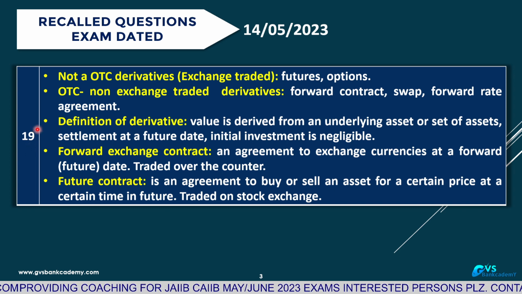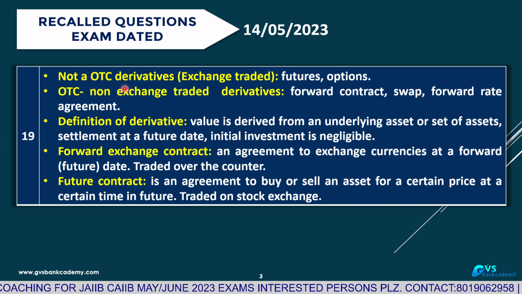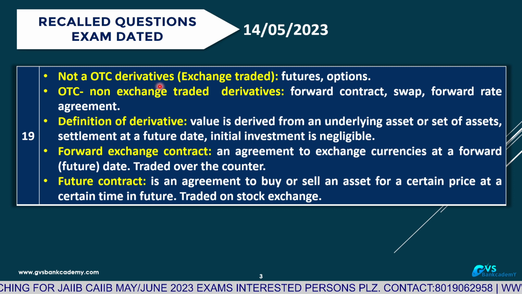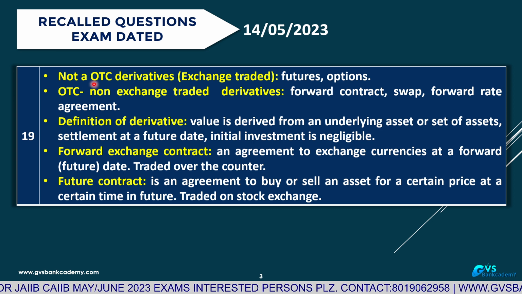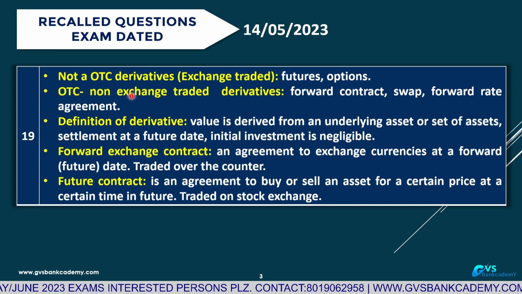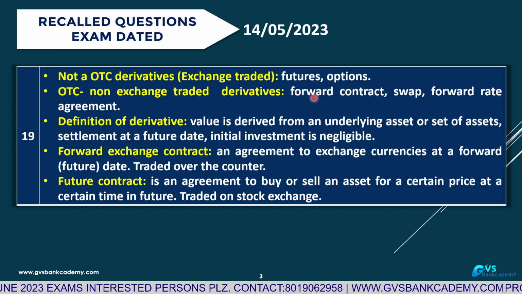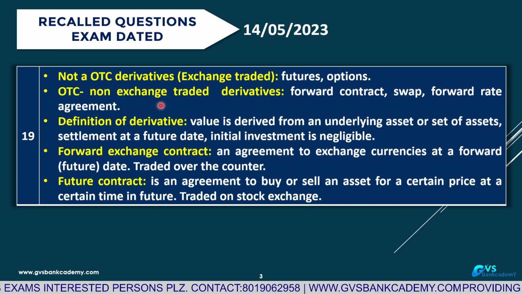Question number 19, there are 4-5 questions, and I am discussing all of them in one question. That is question number 19, derivatives. Derivatives are risk management tools. Futures and options are exchange traded derivatives. OTC, over the counter, non-exchange traded derivatives are forward exchange contract, swaps, and forward rate agreement.